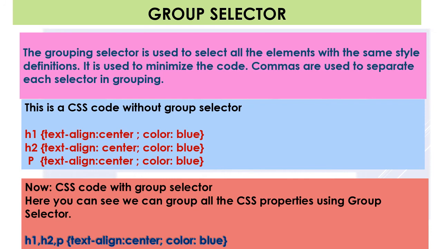Now using the group selector, you can see the syntax. I am giving all the selectors in front of the curly braces, that is H1, H2 and P. And then in the definition block, you are giving text-align center, color blue, because this is the property and value which is the same for all three tags. Understood? This is how you have to prepare a group selector, students. Very simple to understand. Group means there should be some similarity. Only similar items can be taken into a group.